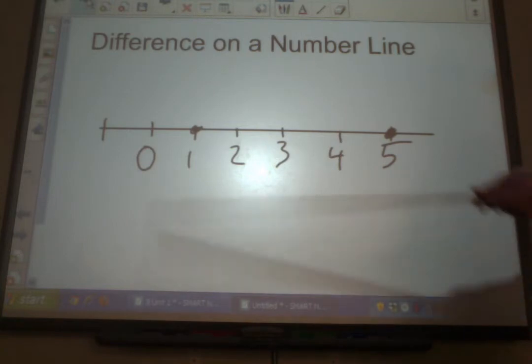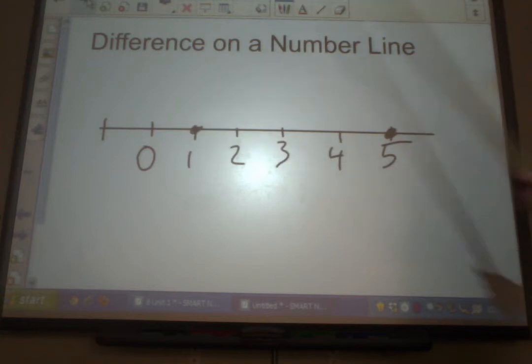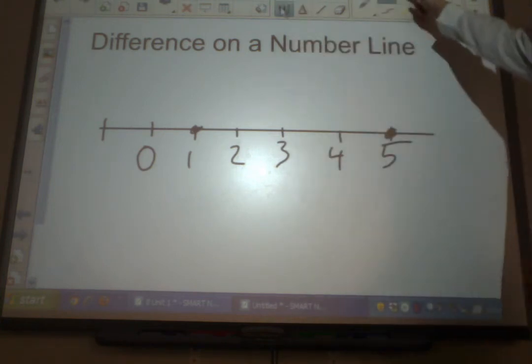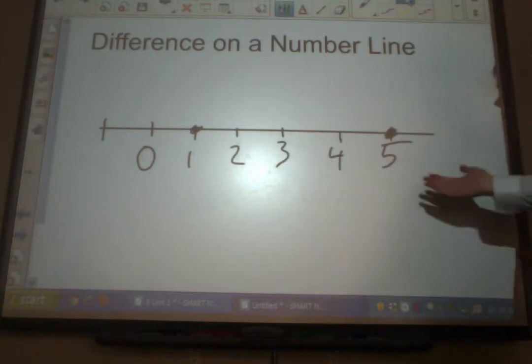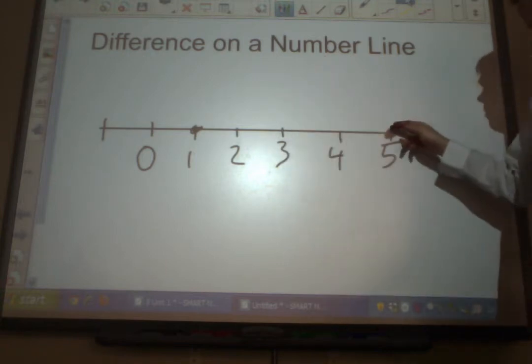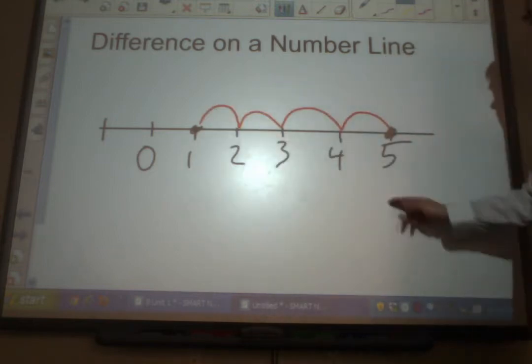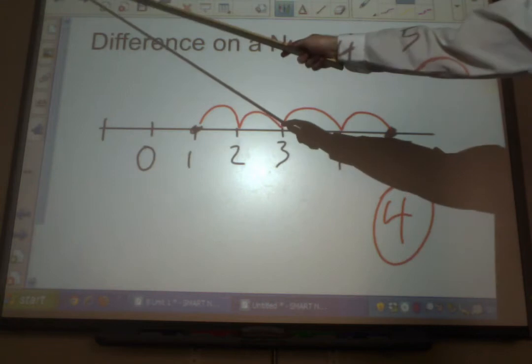Here you see we've got a number line, it's counting by ones. We've got a point on 1 and a point on 5. And I'm asking you, what is the difference between these 2 points? Well, this is a really simple problem, I think. All we need to do is, well, let's start at 5. Let's hop till we get to 1 and count how many times we hopped, and that'll be the difference between them. So there's 1, 2, 3, 4. We hopped 4 times. That's the difference between the point on 5 and the point on 1. It's just 4. Okay, easy stuff.